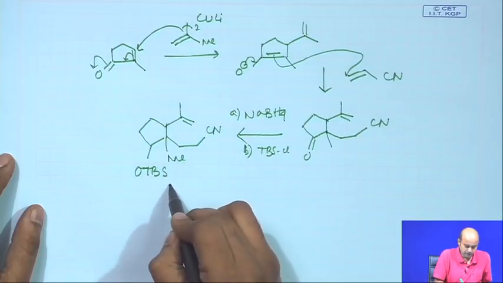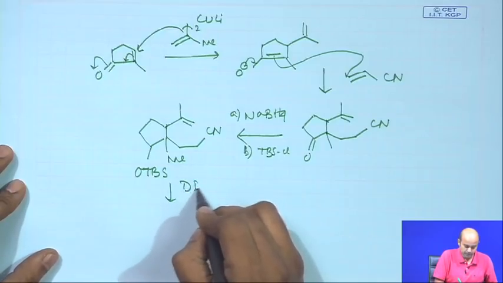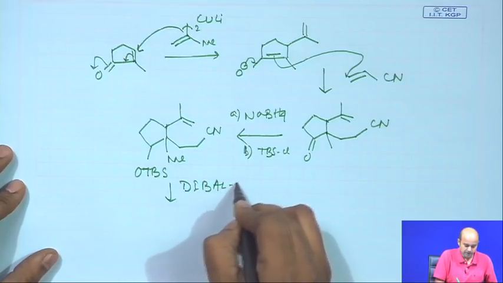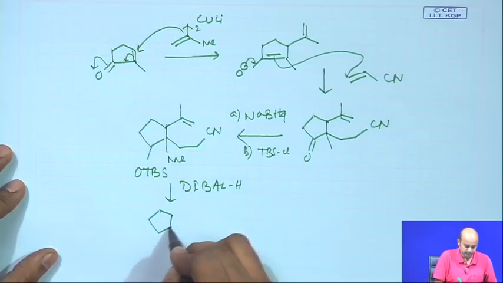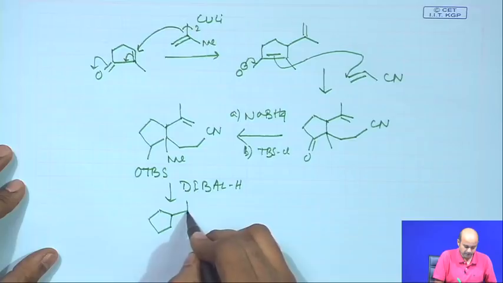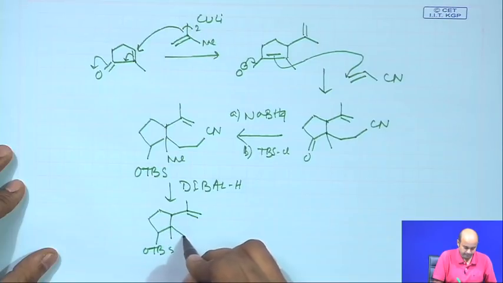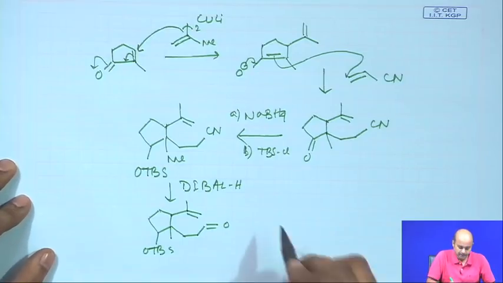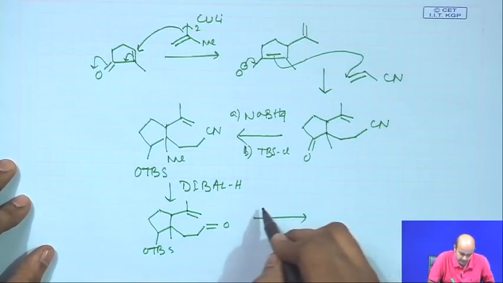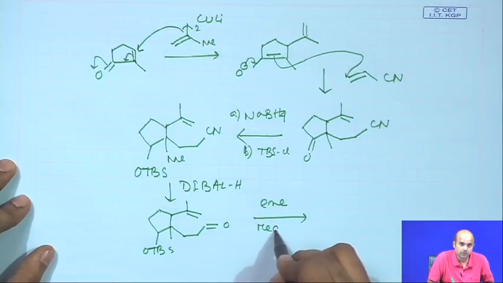So next you are almost close to the carbonyl ene reaction. What do you do? You do a simple DIBAL reduction to convert the cyano to the corresponding aldehyde. So, we will convert the cyano to the corresponding aldehyde, this. Okay. Now, everything is ready, you can now visualize the ene reaction.